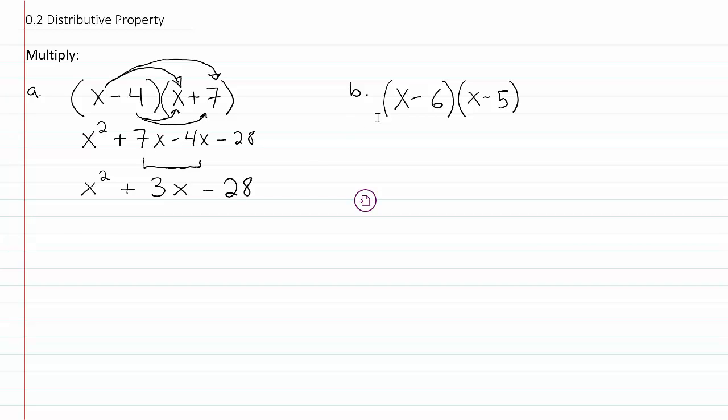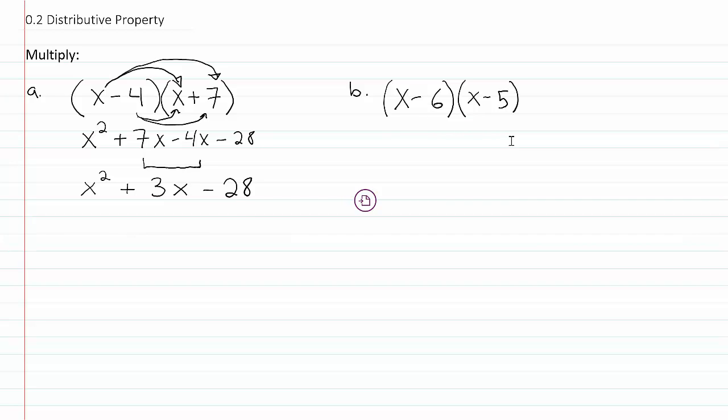The next problem has the same basic approach. We have to multiply the two binomials. And again, we'll take this x and multiply it by the x here, and then x times negative 5. Once we finish that, we'll work with the 6. We'll do minus 6 times x and minus 6 times minus 5.